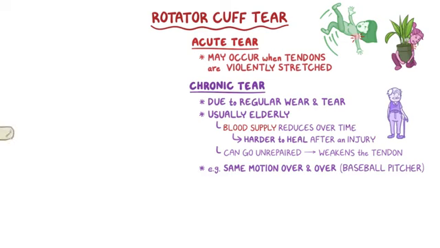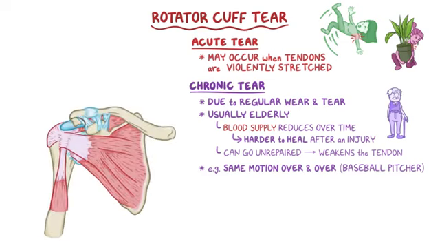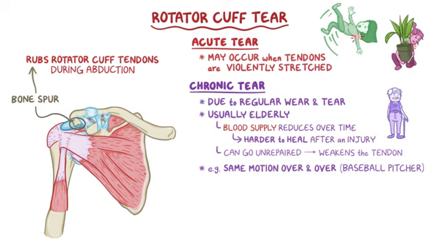Chronic tears can also occur where the bones overgrow, specifically where there may be a bone spur coming off of the acromion that rubs the rotator cuff tendons during shoulder abduction. This condition is called shoulder impingement.